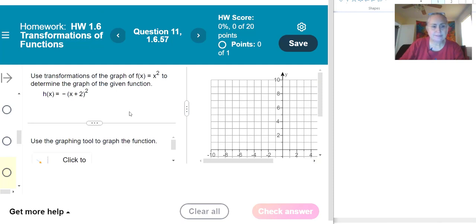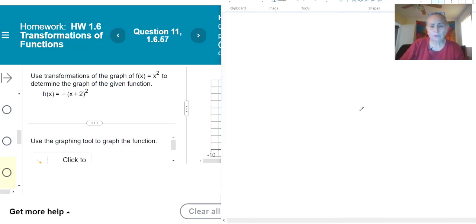In number 11, they ask us to use the transformation of the graph f of x equals x squared to determine the graph of the opposite of x plus 2 squared. All right, so let's talk first about f of x equals x squared.